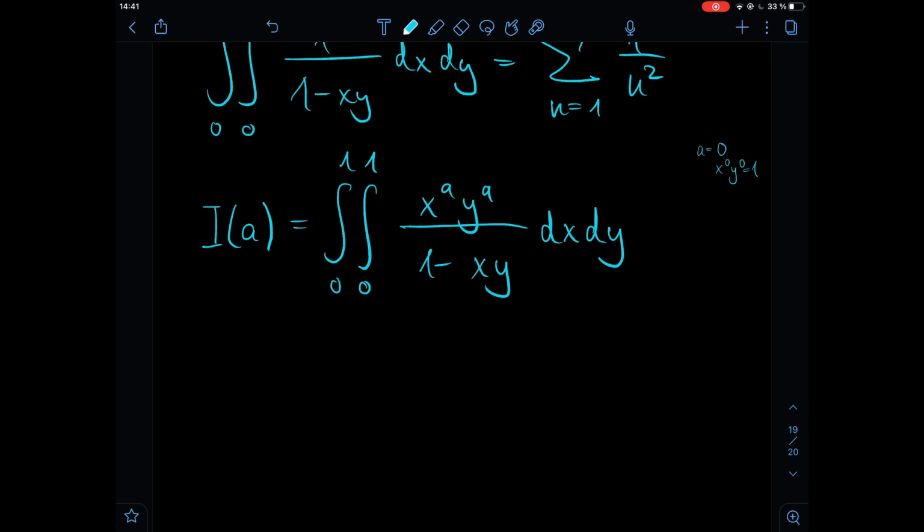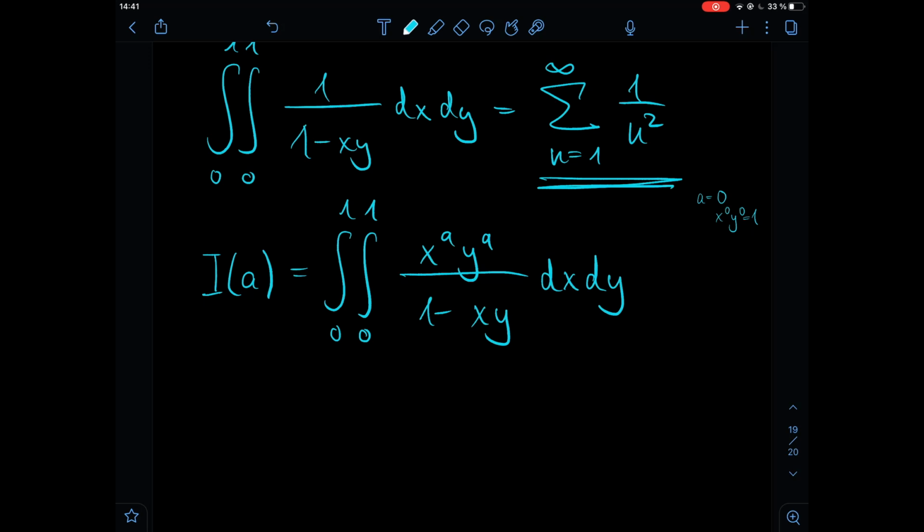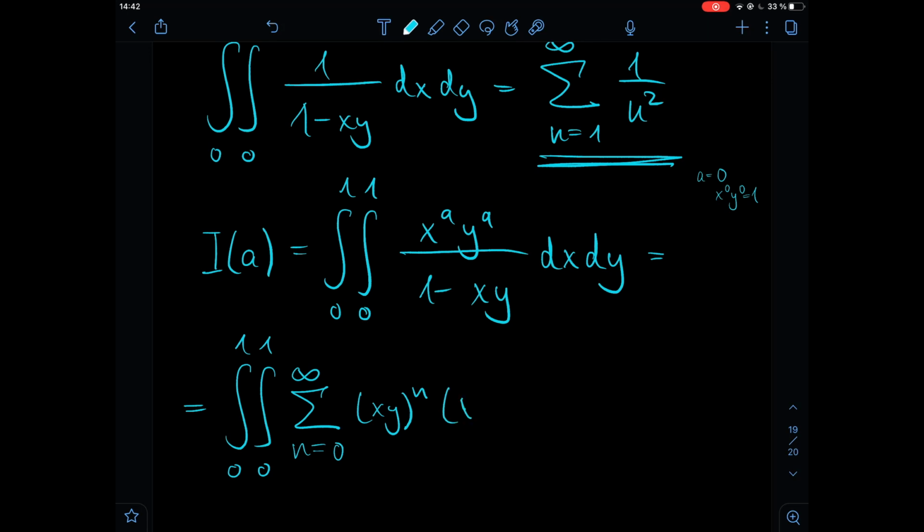Now we have to understand what the relation to the zeta function is. So let's just calculate it with the geometric series again. So we have the integral from 0 to 1, and then we have the geometric series from n equals 0 up to infinity of xy to the power of n, and then times xy to the power of a, dx dy.